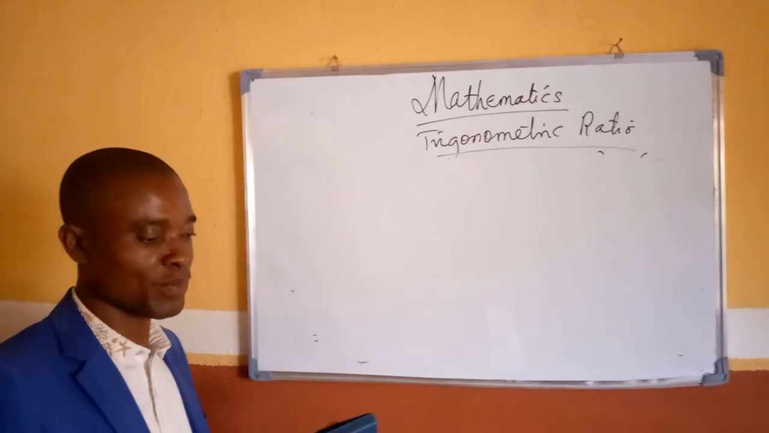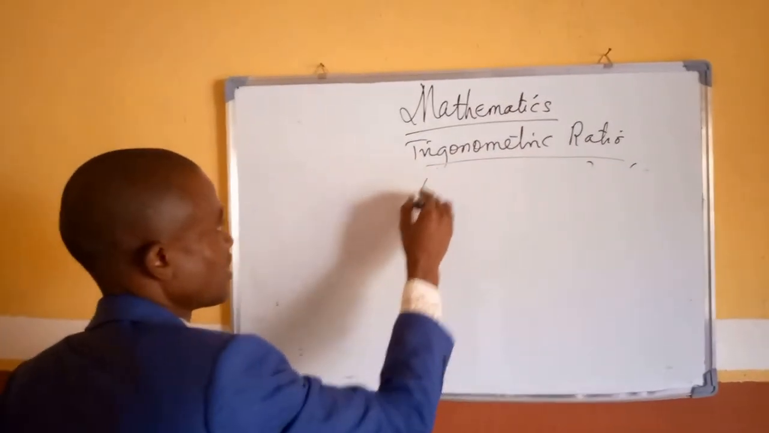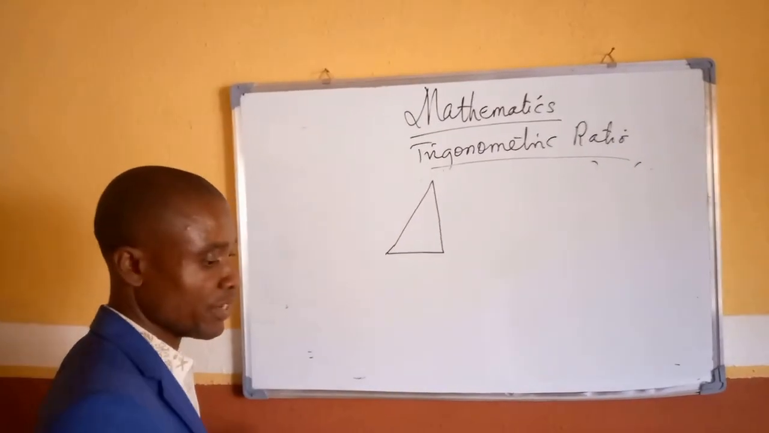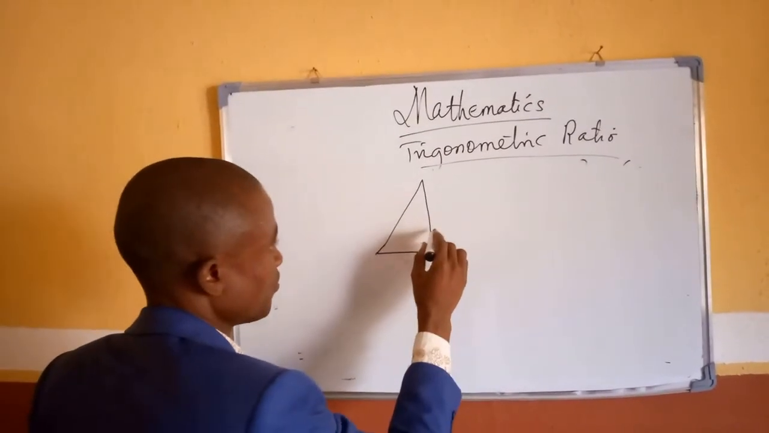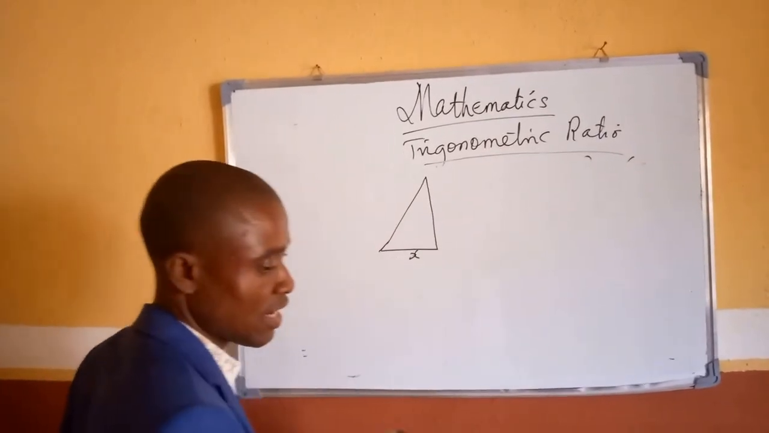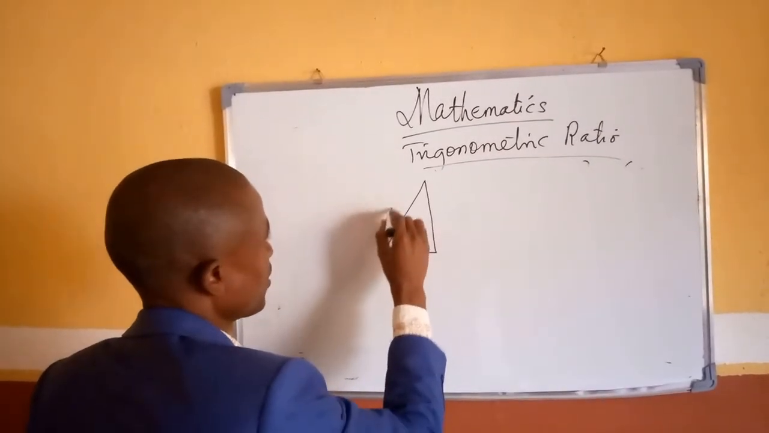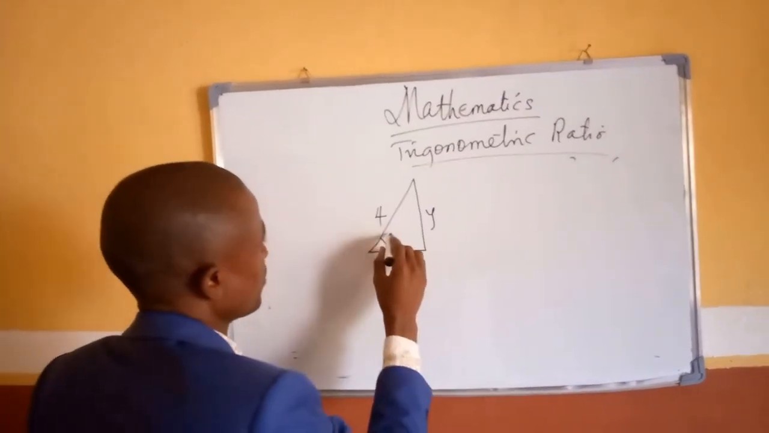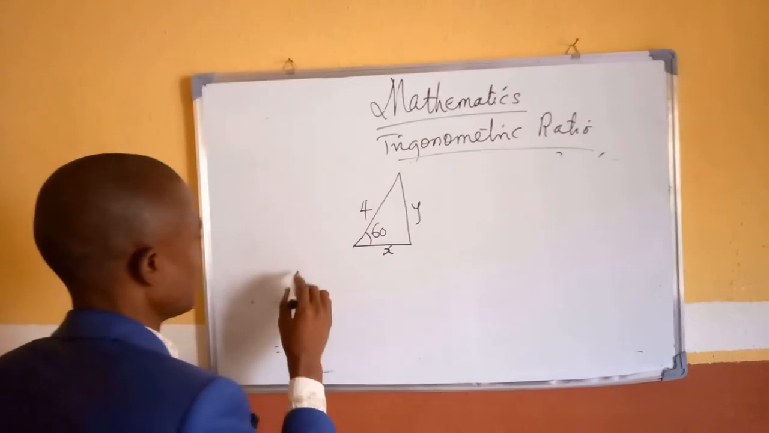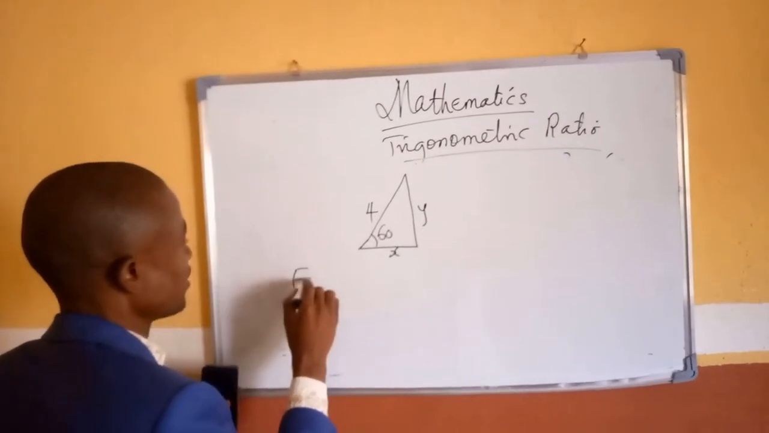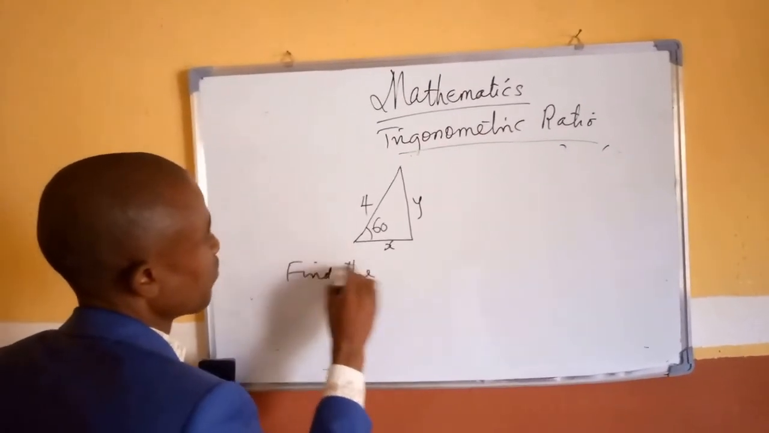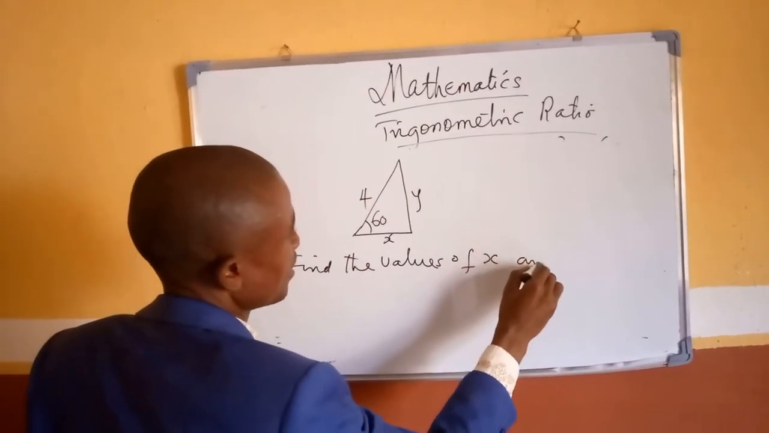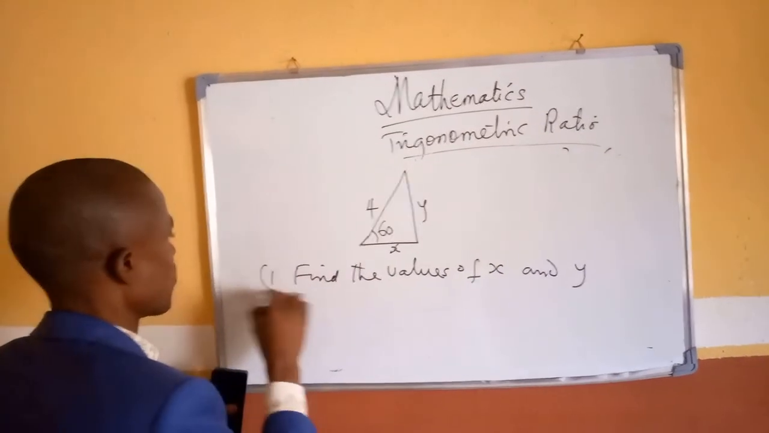By next class, we'll look at the special angle 45 degrees. Take this and see what you can do. I have this right angle triangle. There I have x, I have 4, I have y, and I have angle 60. Now the question is, number 1, find the values of x and y.